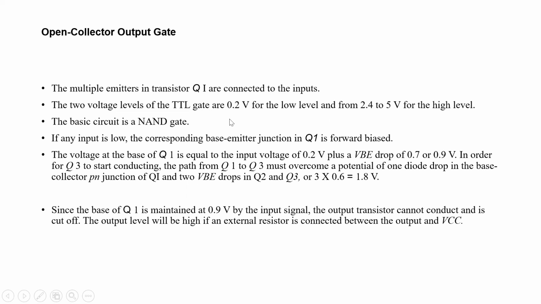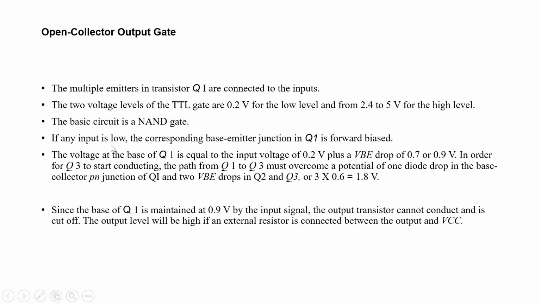In digital we say on and off, that is we are giving logic 0 and 1. Logic 0 means low voltage. Logic 1 means high voltage. The low voltage level is 0.2 volt, and 2.4 to 5 volt for high voltage level. This circuit is the NAND gate circuit.